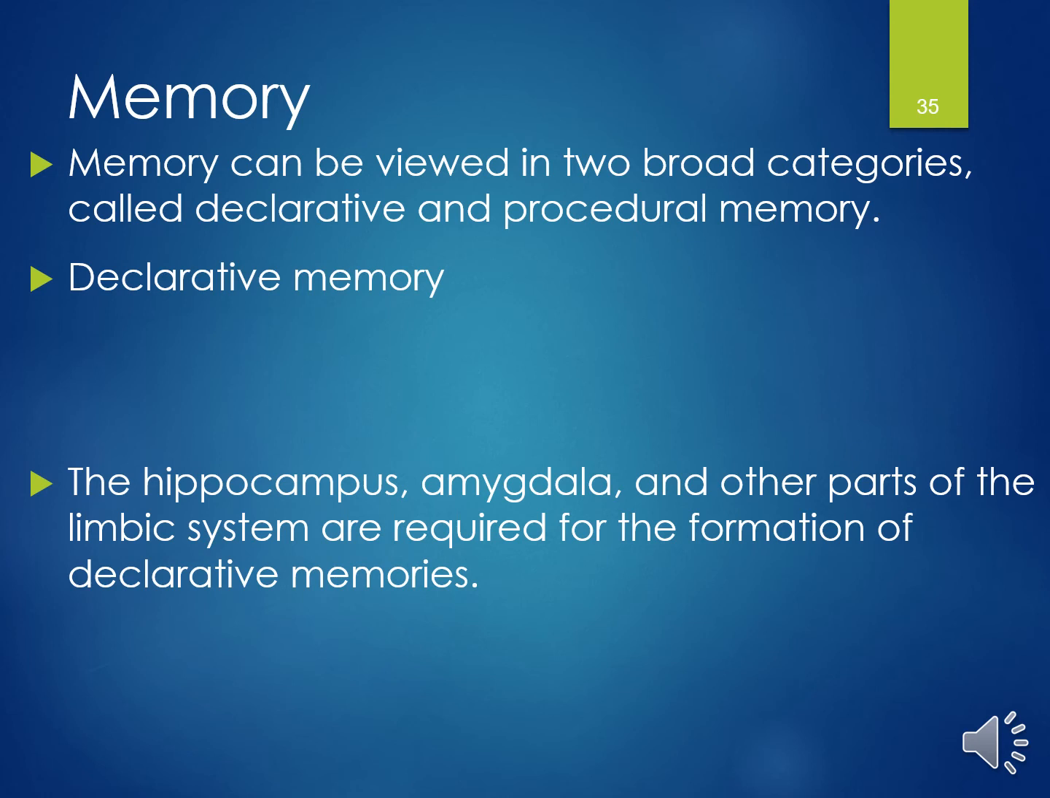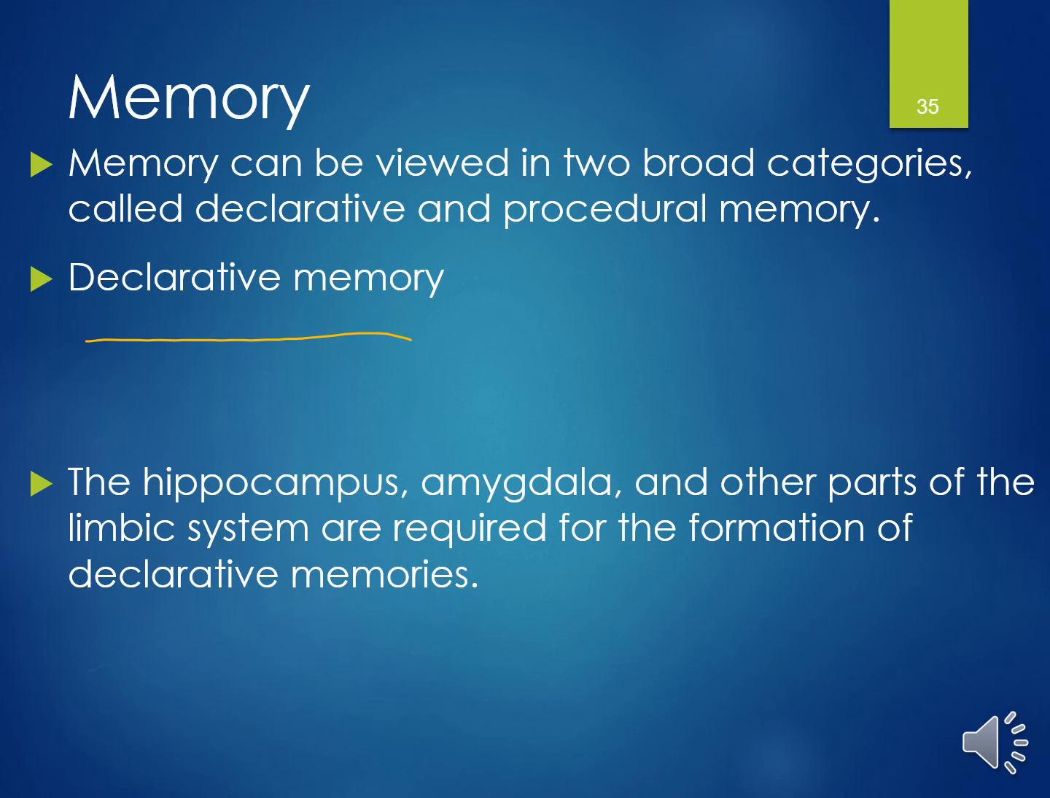So memory can be viewed in two broad categories. It could be declarative or procedural in nature. So we'll talk about each of these. Declarative memory is sometimes also referred to as explicit memory. And this is the retention and recall of conscious experiences that can therefore be put into words or declared.